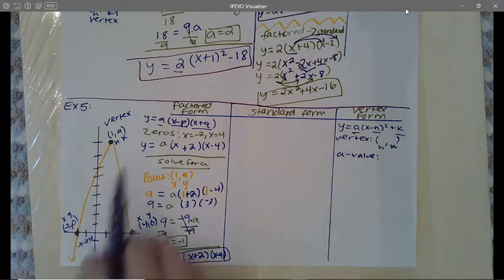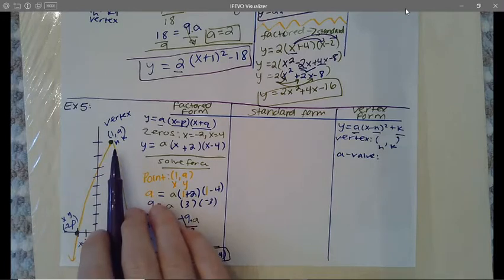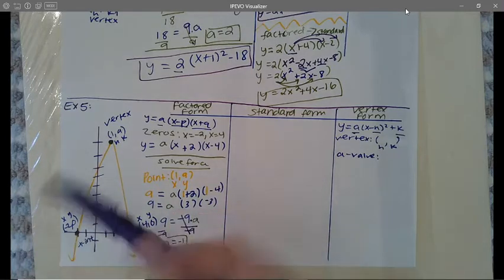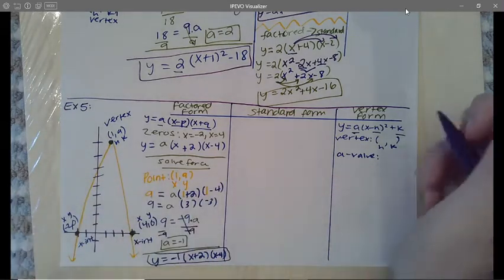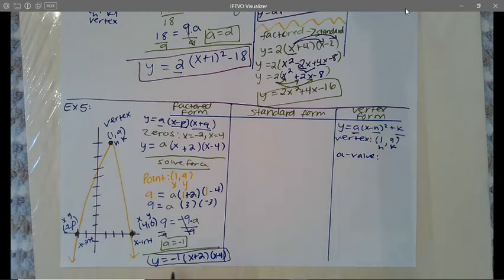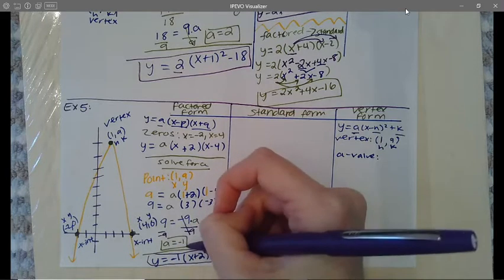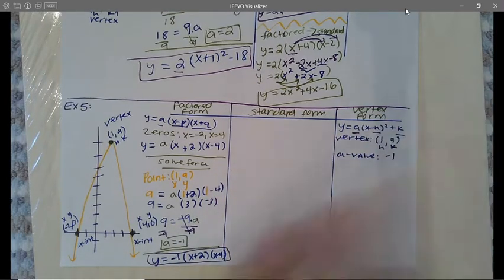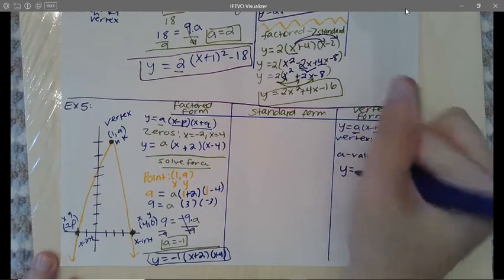I do know the h and k value because I know what the vertex point is on the graph. The vertex point is at (1, 9). And the only other thing I need is the a value, which we just found from factored form. The a value is -1. So now I just need to fill in all the missing pieces, and then we're done with vertex form.